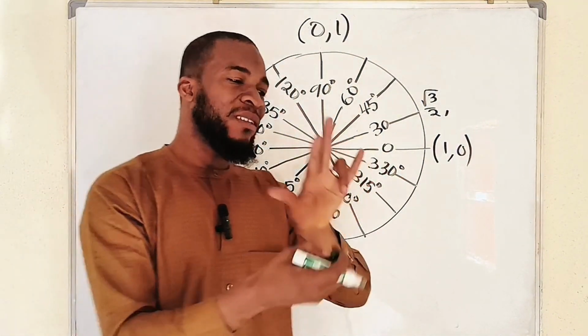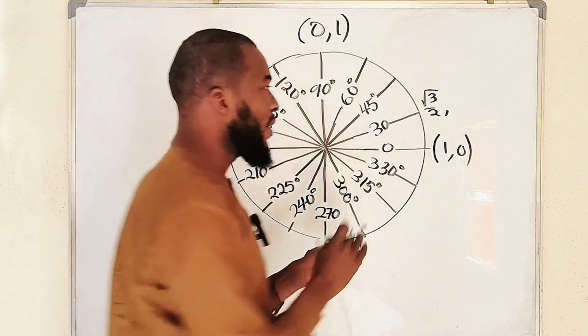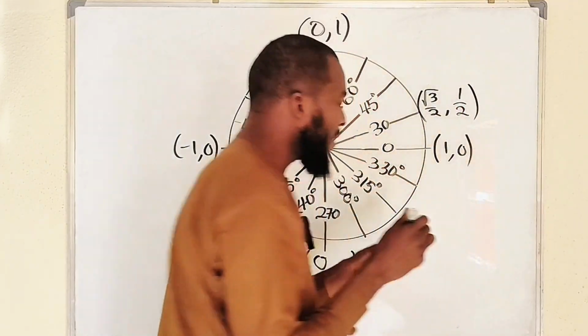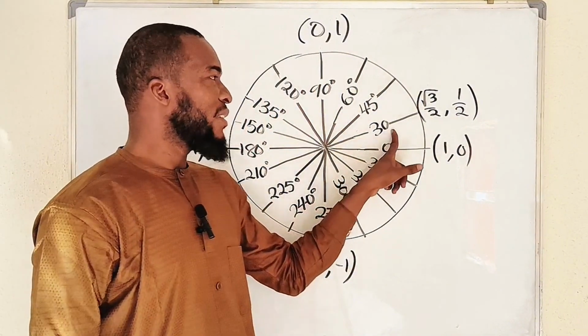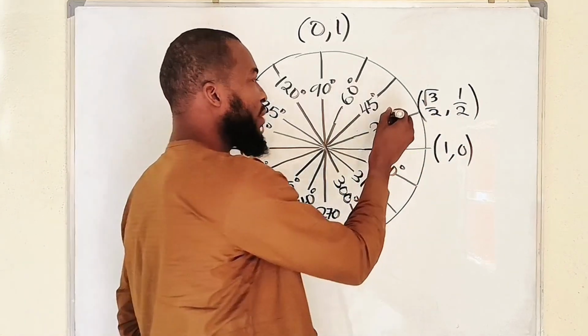What about sine of 30? To the left, we have only 1. Square root of 1 is 1, divided by 2. So we have 1 divided by 2 here. Can you see that? Therefore, cosine of 30 degrees is square root of 3 divided by 2, while sine of 30 degrees is 1 divided by 2.